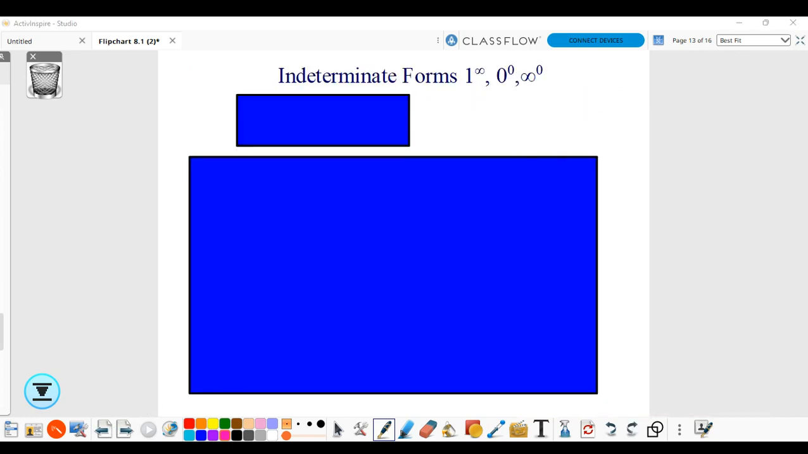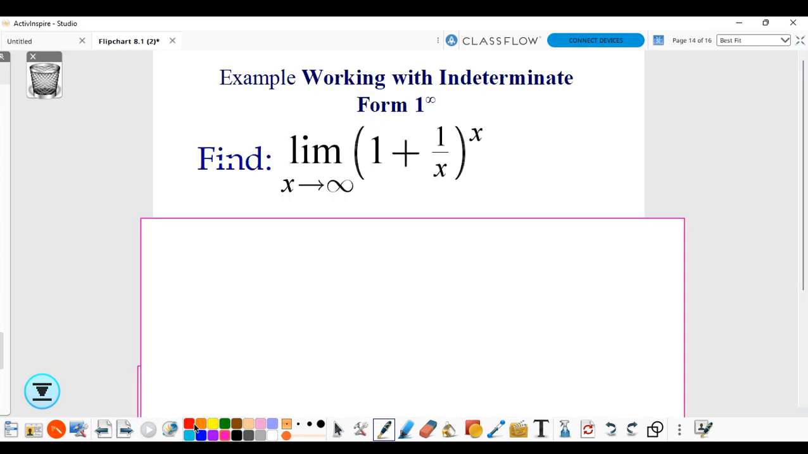And we're going to do that to manage these kinds of functions: 1 to the infinity, 0 to the 0, and infinity to the 0. Oh, this one is so exciting. Pause the video and write it down.